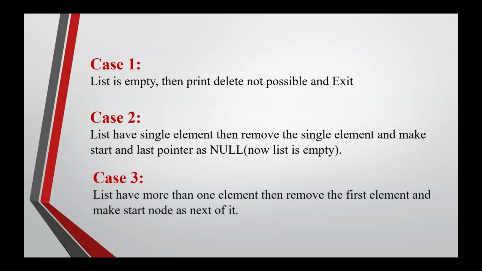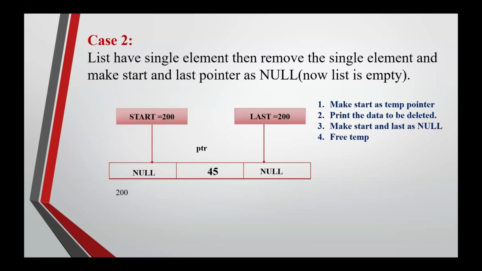Case 3, the list has more than one element. Then we have to remove the first element and make the start node the next of it, meaning the second node becomes the start node. So these are the possible cases for deletion at the first position of the double linked list. This is the same as in the case of a single linked list, but here we have to make the connection in the backward direction as well. Otherwise, the cases are the same as the single linked list. The only difference is how we make the connection with the back pointer as well as the next pointer.